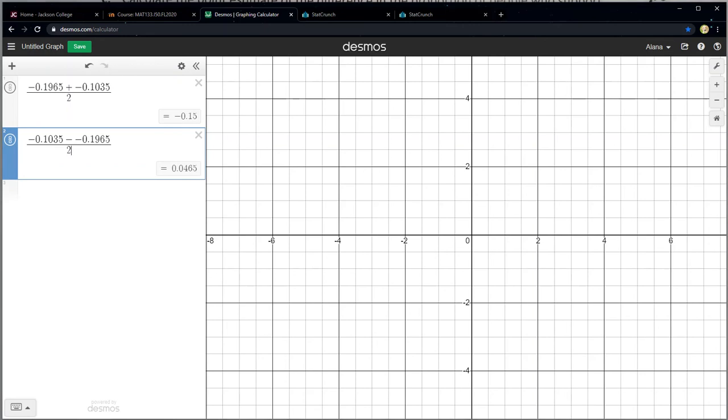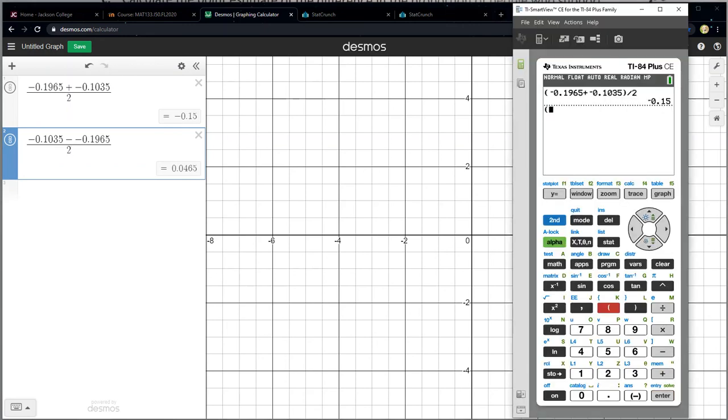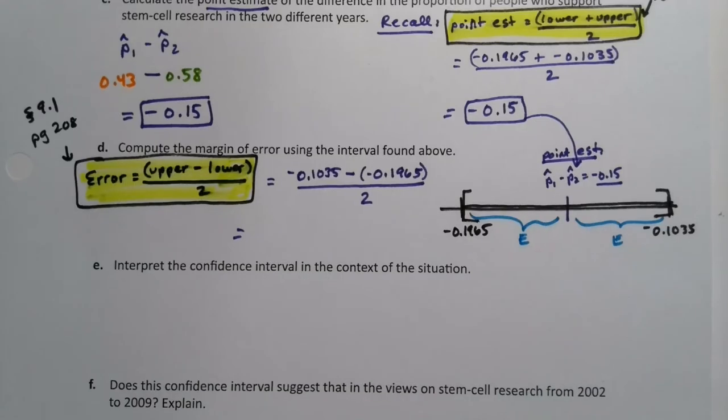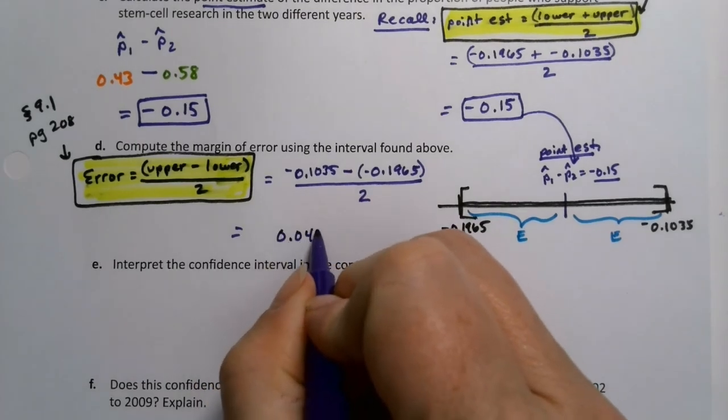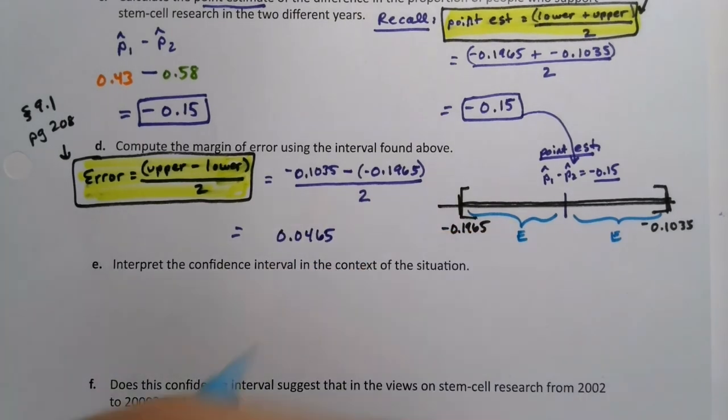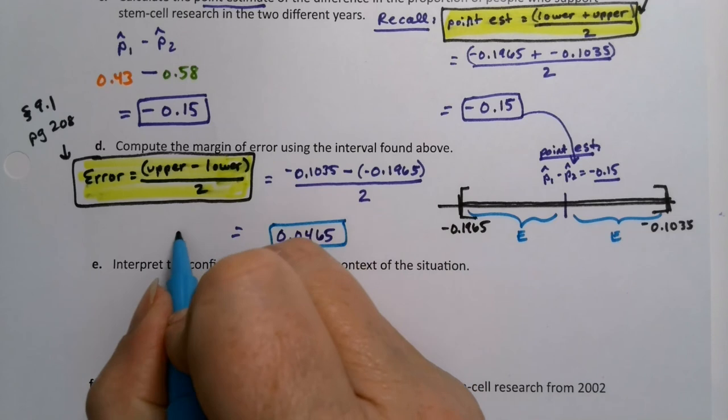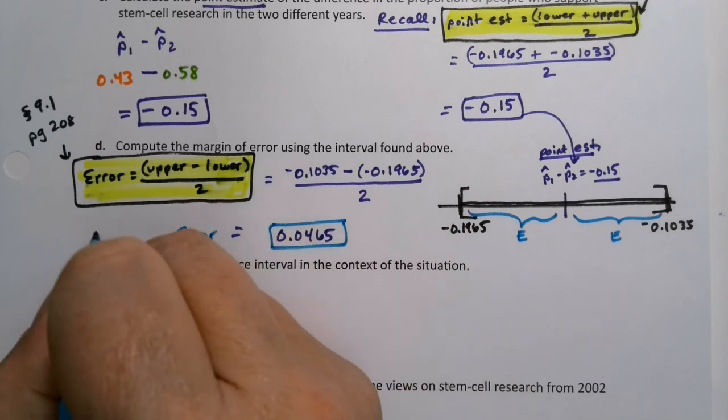And if you want to see it in the calculator, it's the same thing. Parentheses. And now, on the calculator, you have to be careful. You have to use the negative sign, not the subtraction sign. Desmos doesn't care. So if I do 0.1035 minus a negative, so that's plus 0.1965, close parentheses, divide by 2. There you have it, 0.0465. It's half the width of the interval. That's your margin of error.